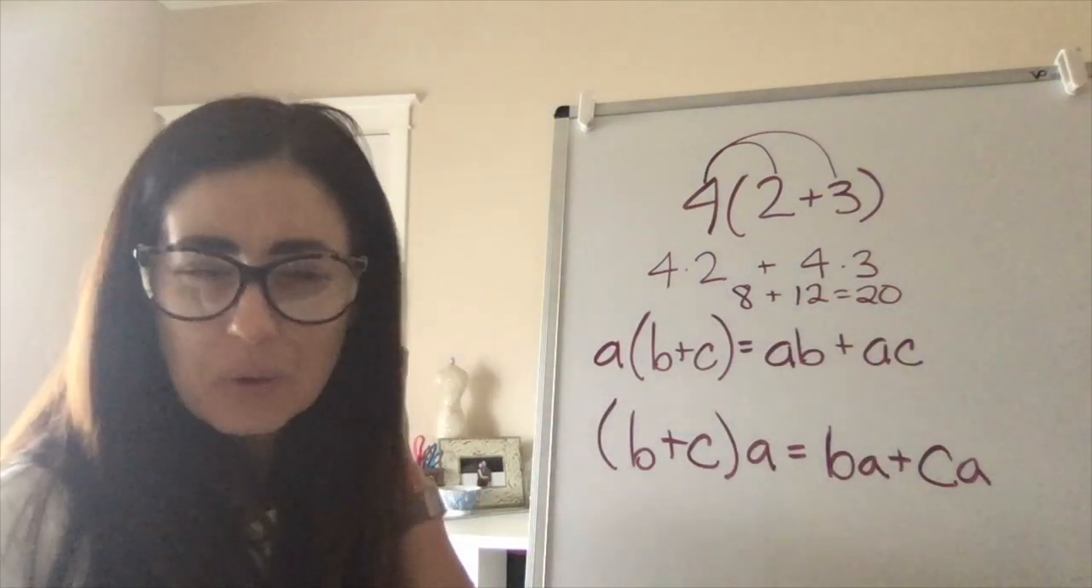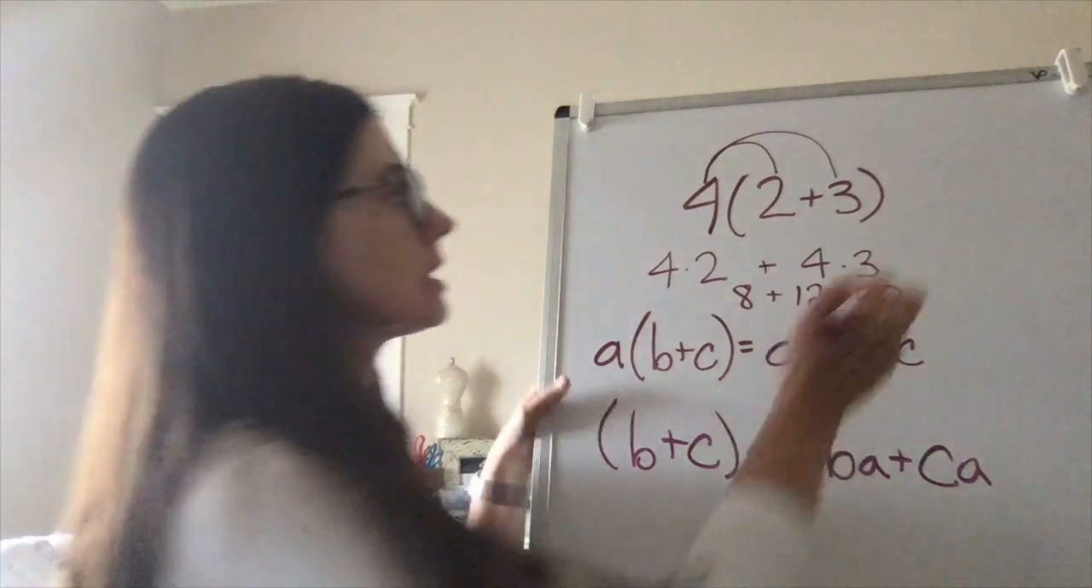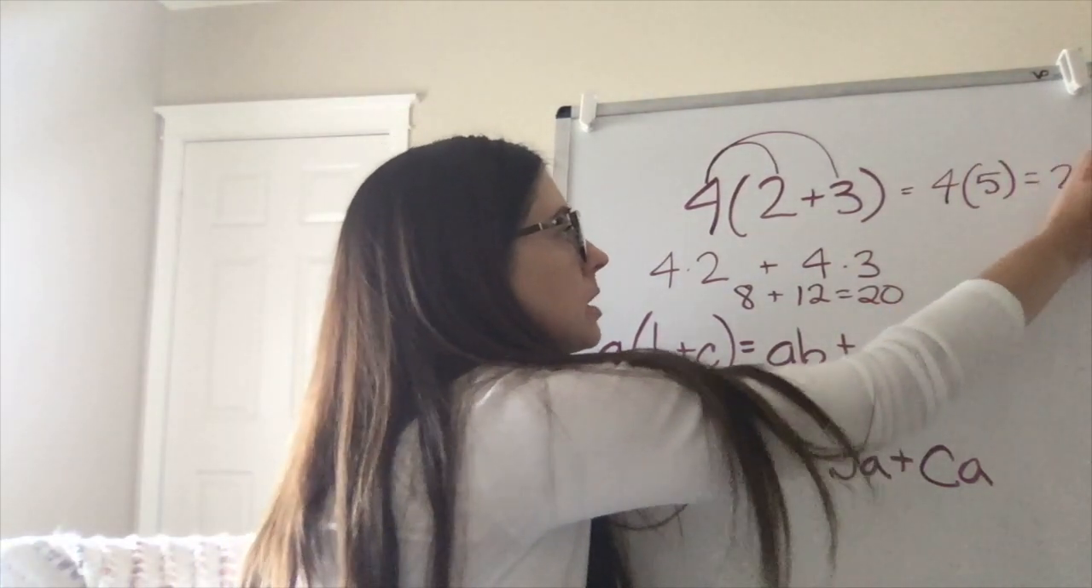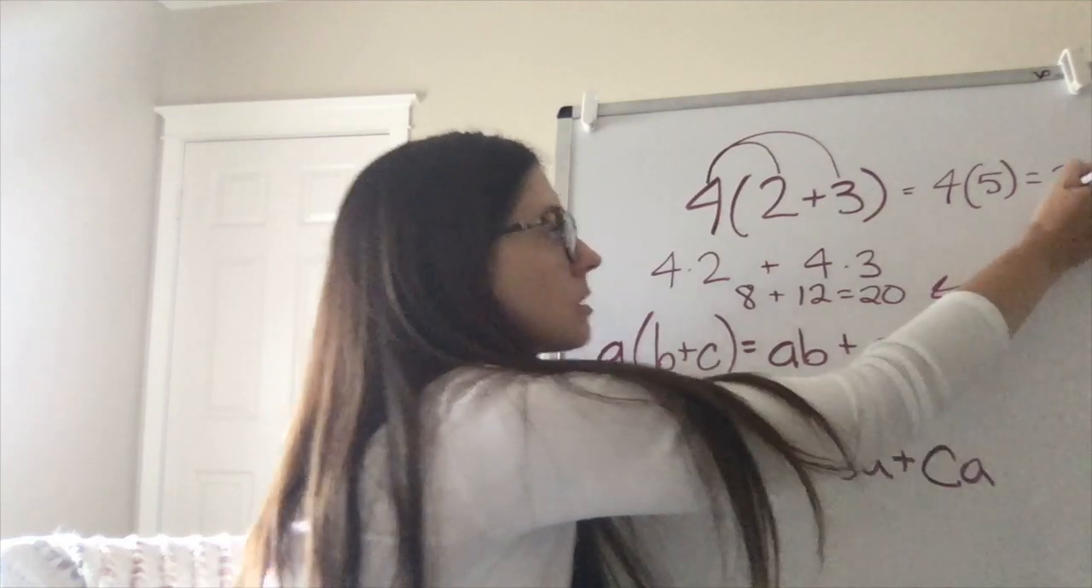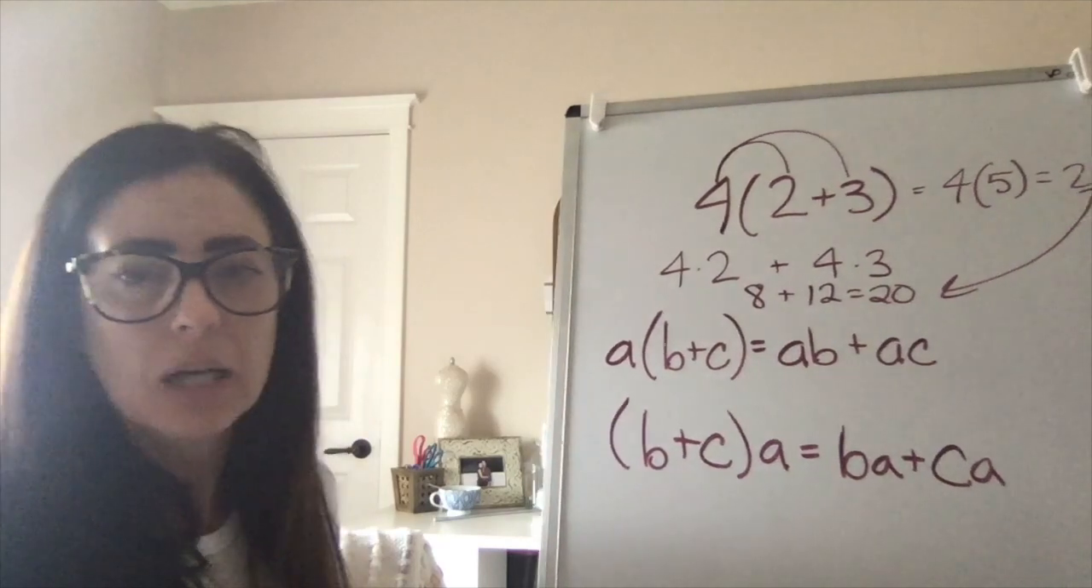Now, some of you may be saying, well, can't you just add the 2 and the 3 together and multiply it by 4? Well, yeah, because then that would give us 4 times 5, which would still be 20. And these things match, don't they?